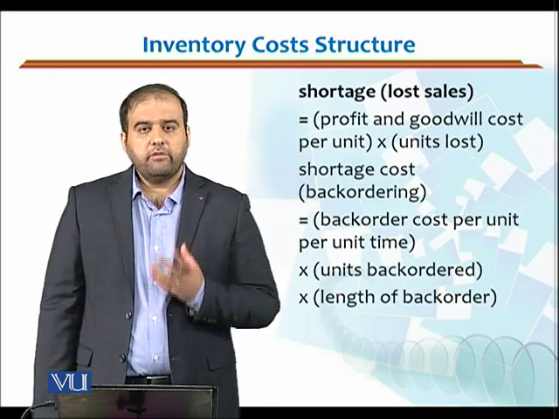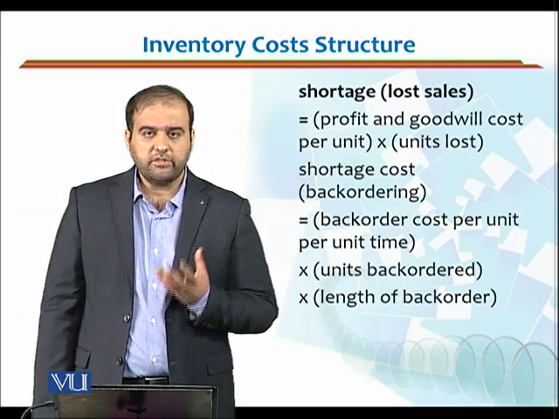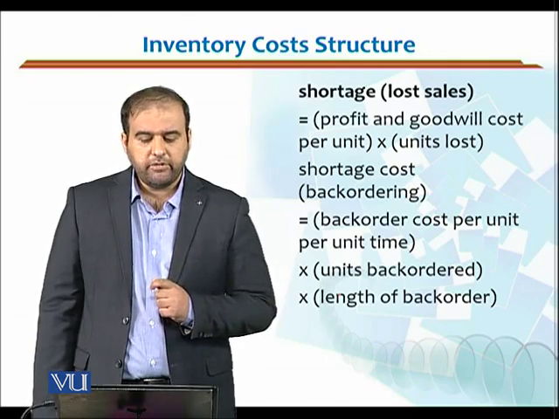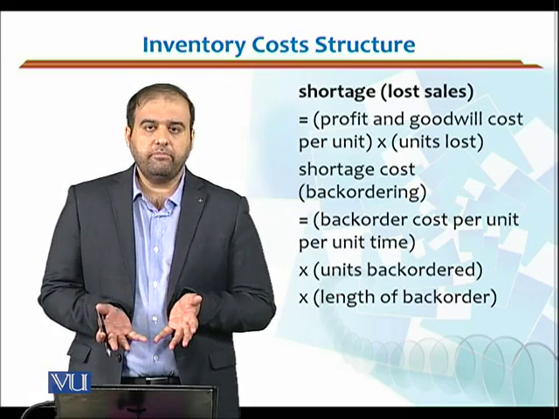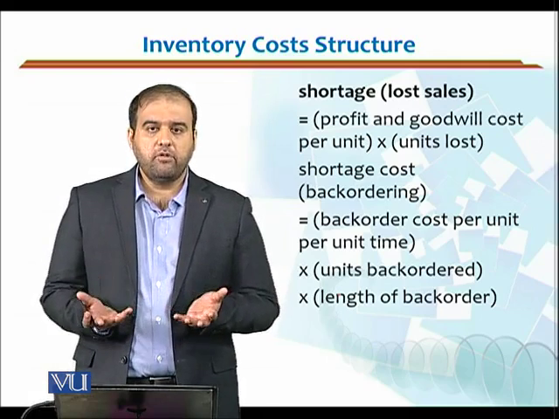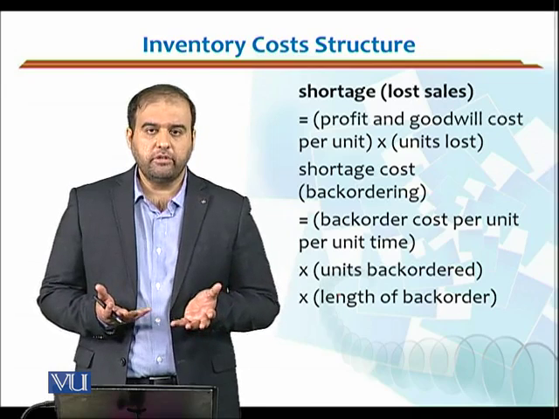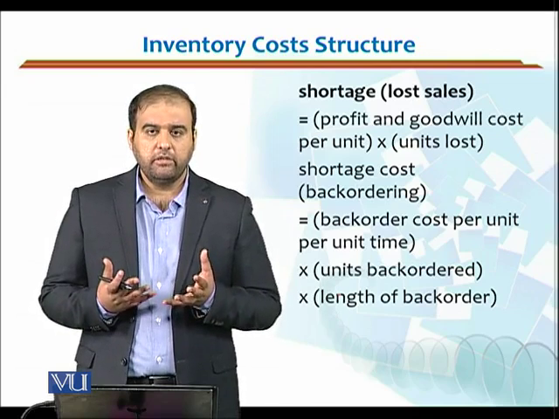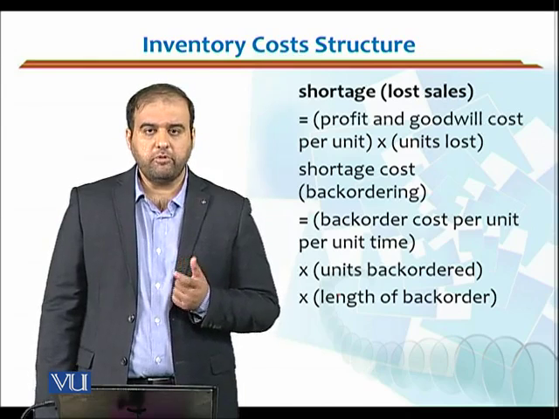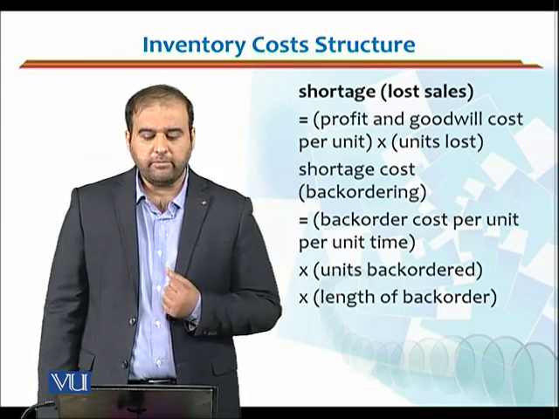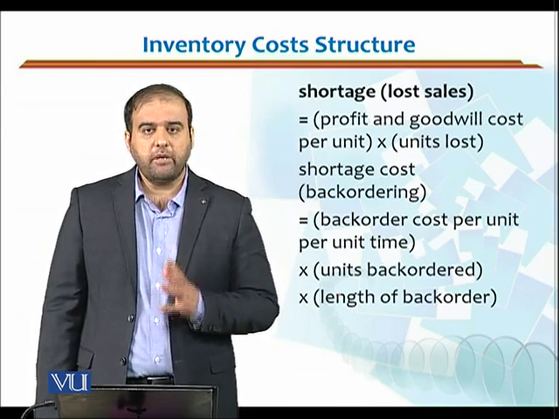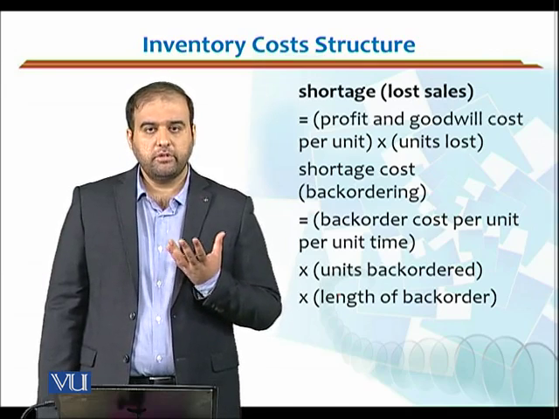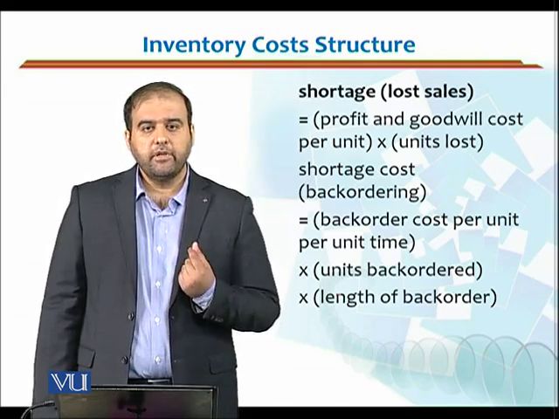So how will we calculate the shortage or the lost sales cost? Shortage cost would be the profit and the goodwill cost per unit. How can I calculate the goodwill cost? Goodwill cost comes from your financial reports as well. You have the cost of goodwill in your book of accounts, as an intangible asset. Multiply it by the units lost. Now, do you have a mechanism to actually account for the shortage? Do you have a mechanism?